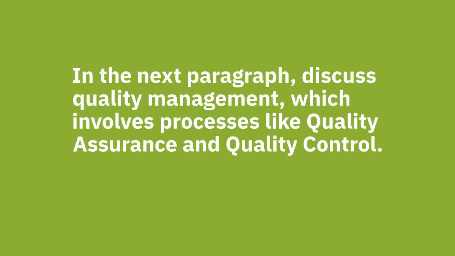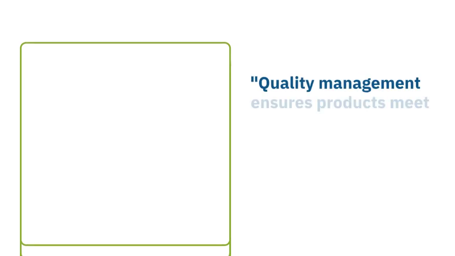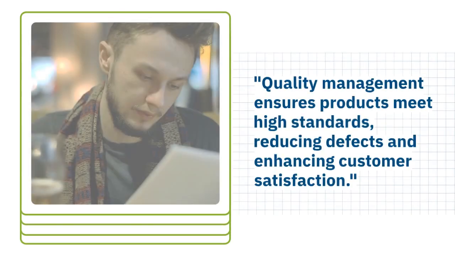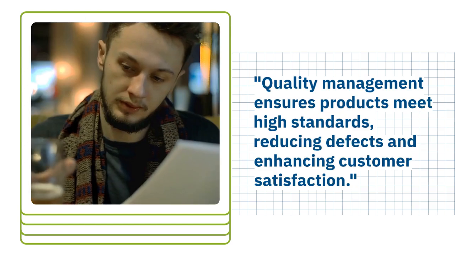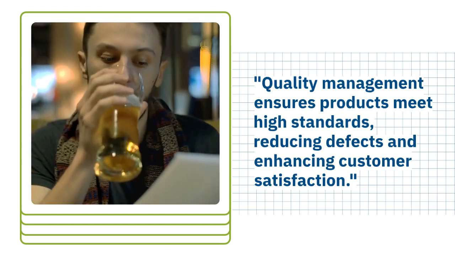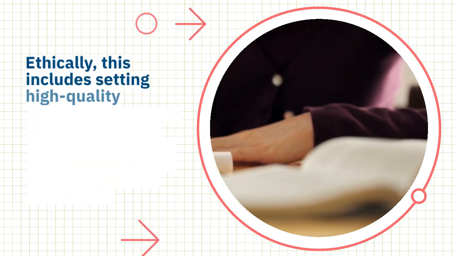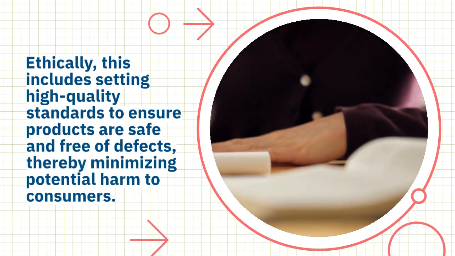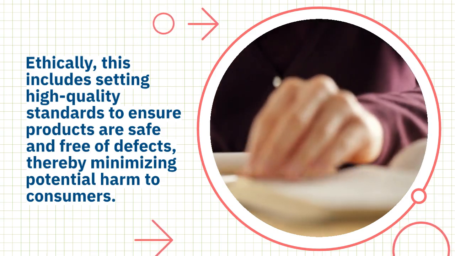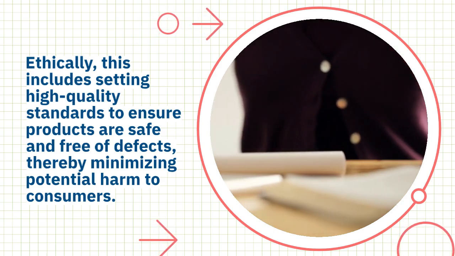Quality management strategy. In the next paragraph, discuss quality management, which involves processes like quality assurance and quality control. For instance, quality management ensures products meet high standards, reducing defects and enhancing customer satisfaction. Ethically, this includes setting high-quality standards to ensure products are safe and free of defects, thereby minimizing potential harm to consumers.